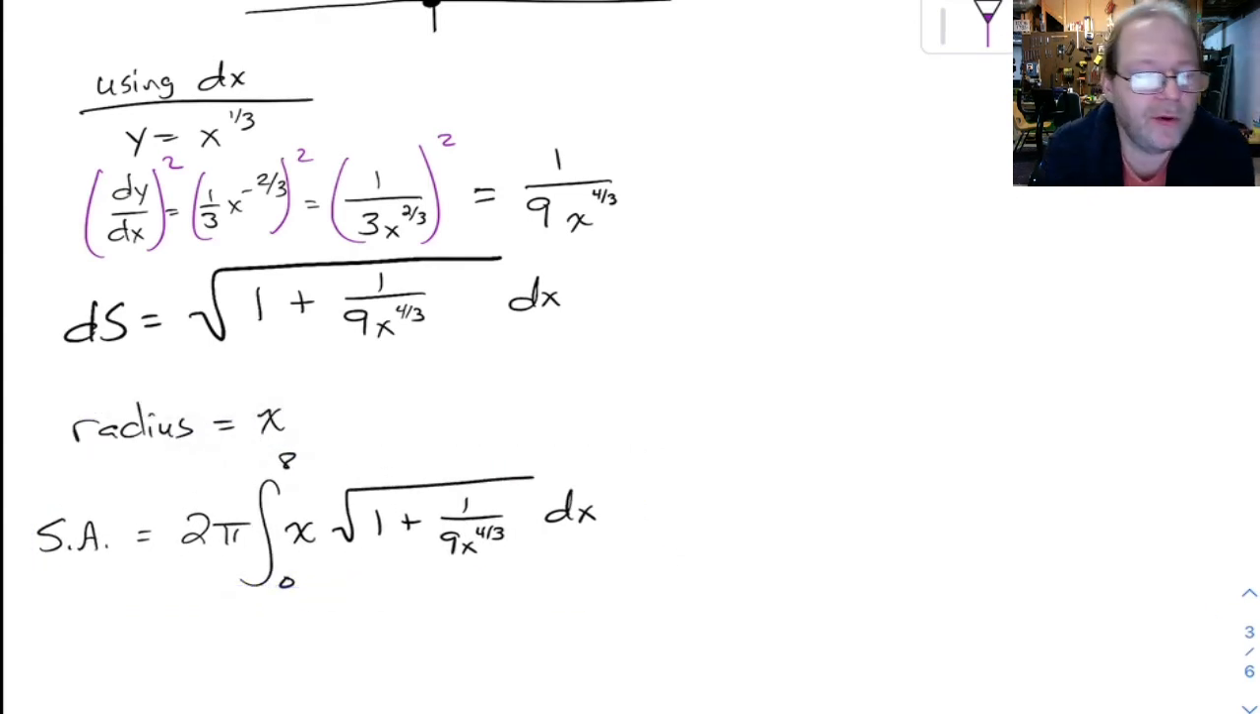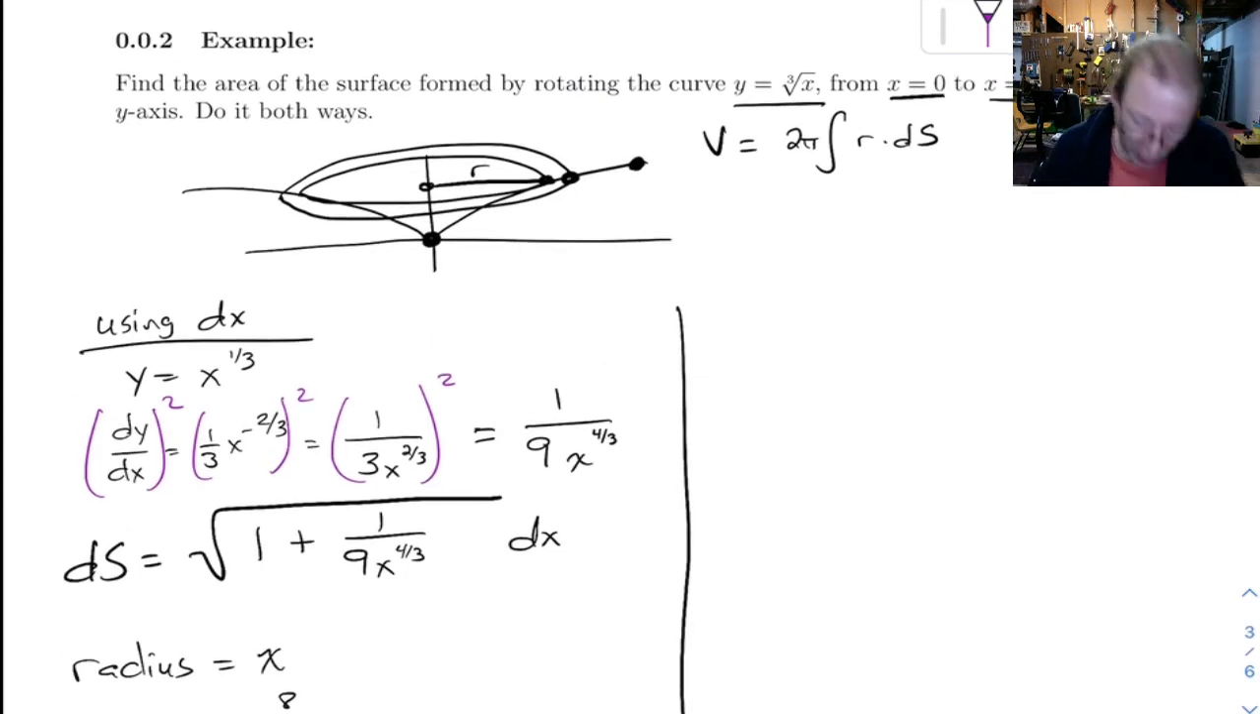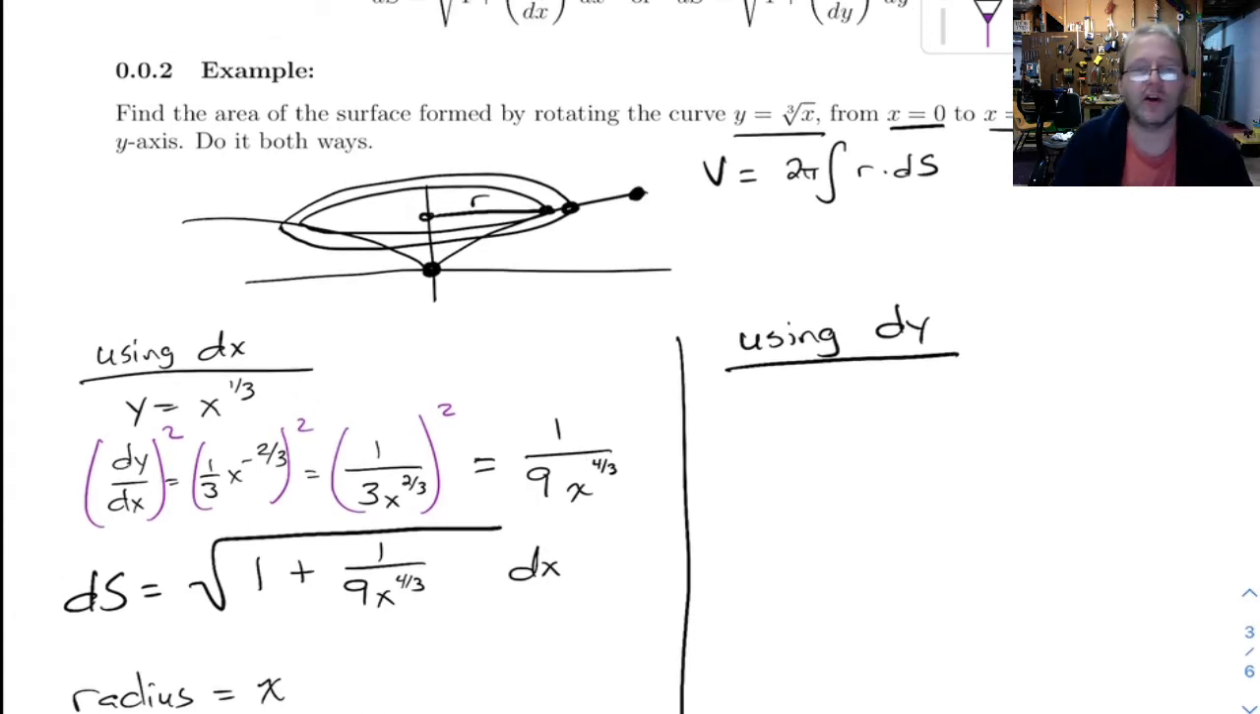Now, if I wanted to actually work this thing out, we'd have to simplify what's going on inside the radical and work from there. We might have to do a trig sub or something like that. I'm not really sure. But let's set it up using dy and see what we get. So I'm going to come up here and cut the page in half. If we do this using dy, then first up we need to solve the original equation up here for x.